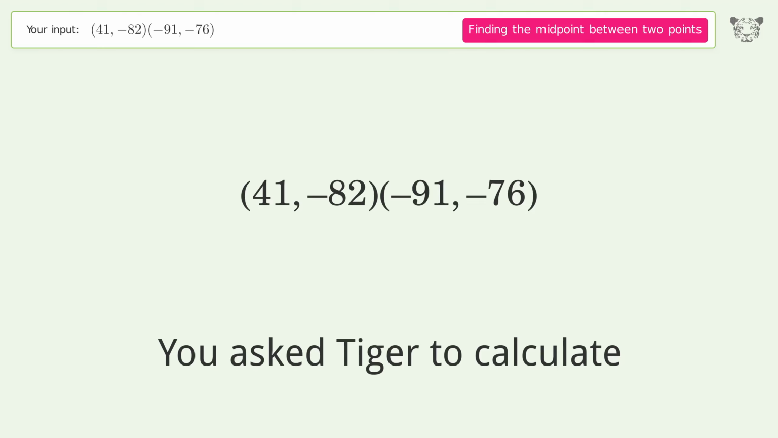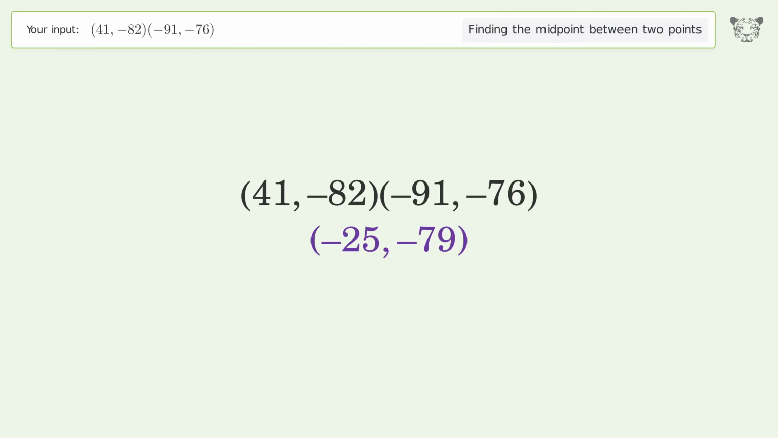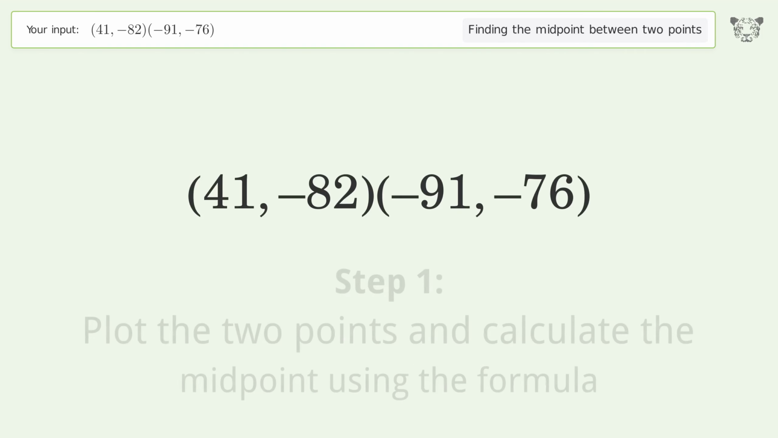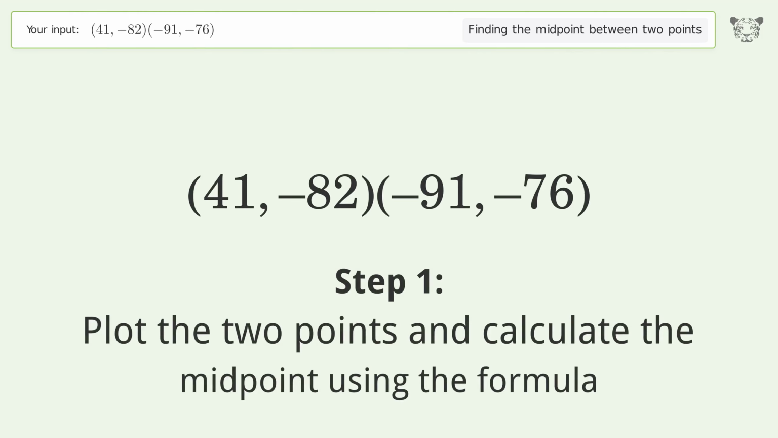You ask Tiger to calculate. This deals with finding the midpoint between 2 points. The midpoint between the 2 points is -25, -79. Let's solve it step by step. Plot the 2 points and calculate the midpoint using the formula.